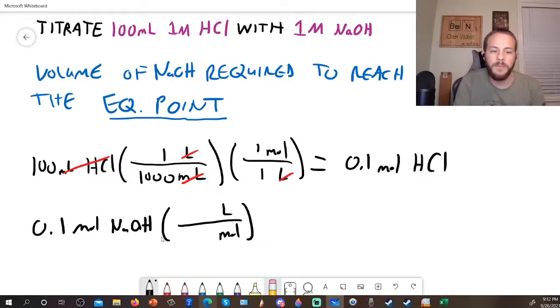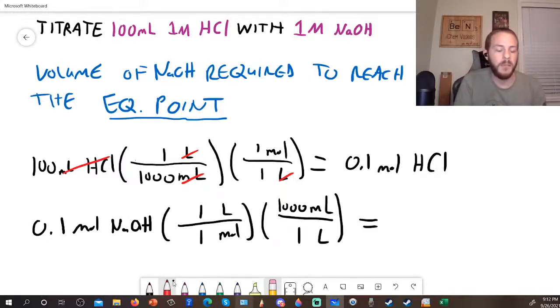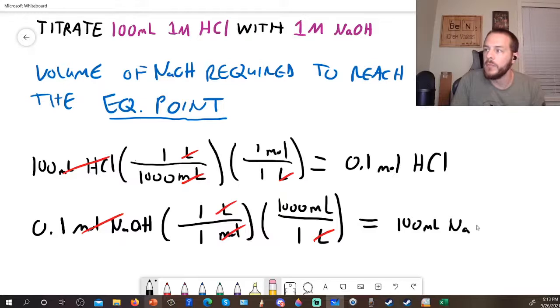So if we have a 1 molar solution, that means we have 1 mole of sodium hydroxide for every 1 liter of sodium hydroxide. And just to keep our units consistent, we start out with milliliters of HCl, so I'll do it in milliliters of sodium hydroxide. I'll go ahead and convert this into milliliters, right? We'll put liters on the bottom, milliliters on the top, so we have 1,000 milliliters for every 1 liter. I'm going to go ahead and make sure our units cancel. Moles cancels with moles, liters cancels with liters, and our answer, 0.1 times 1,000, is 100 milliliters of sodium hydroxide.